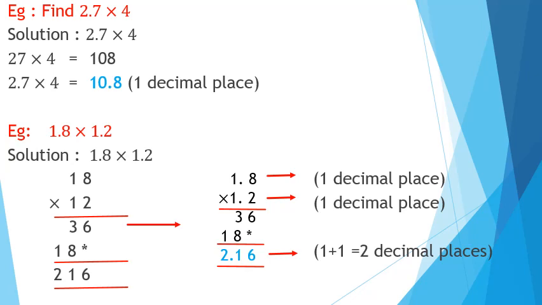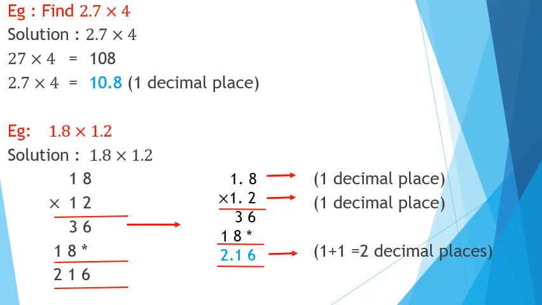After writing the answer, you can put the decimal point in between 1 and 8, similarly in between 1 and 2. And on the rightmost side, you have to write one decimal place for both the numbers. And in the product, you already got 216. Before putting the decimal point, you can count the number of decimal places. If we count, we are getting two decimal places. So from the rightmost side, take two digits and put the decimal point. So we are getting 2.16.